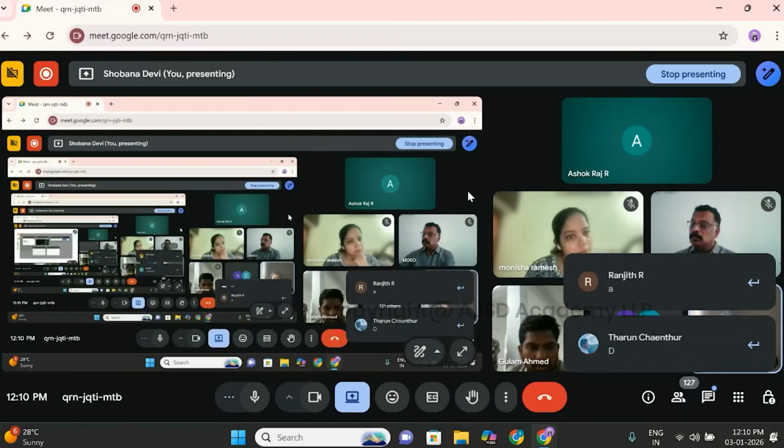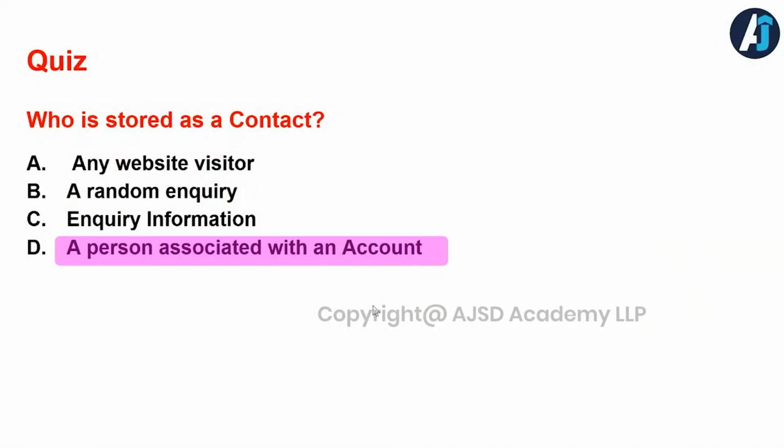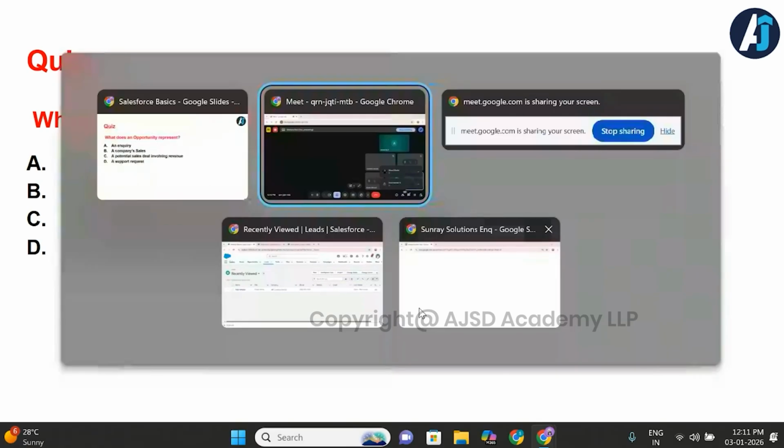So now the third question is, who is stored as a contact? You have 4 options here. Who is stored as a contact? I hope everyone got clarity about what an account, lead, and contact are, right? Great, great to see the responses. Yes, the fourth option, a person associated with an account. In our case, John Carter was the contact, right?